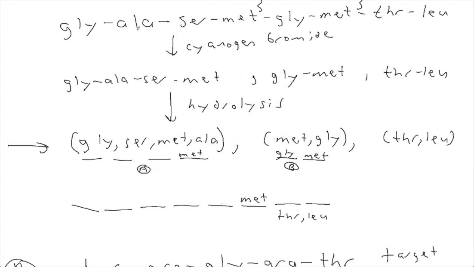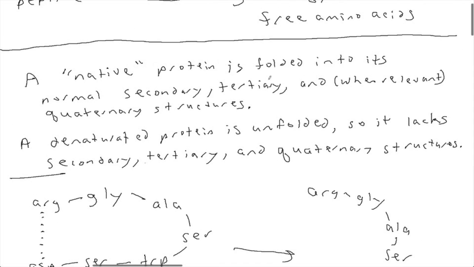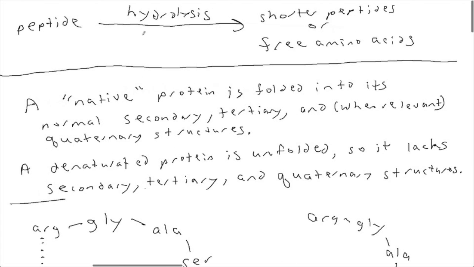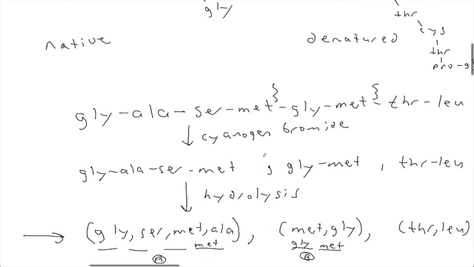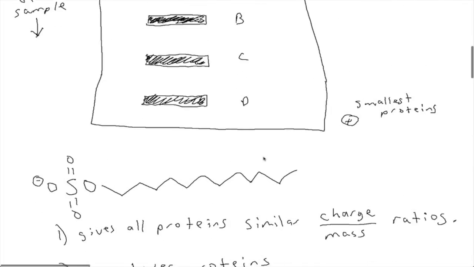Does denaturing a protein change its primary structure? No. That's right. What does it change? It changes the folding, which is the secondary, tertiary, and quaternary structures. So hopefully we made a clear distinction here between hydrolysis and denaturing a protein. Those are different processes. So that was a little bit of a digression, but that was a pretty important idea that we talked about today.